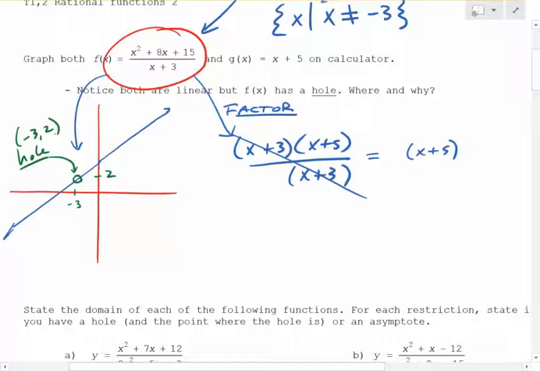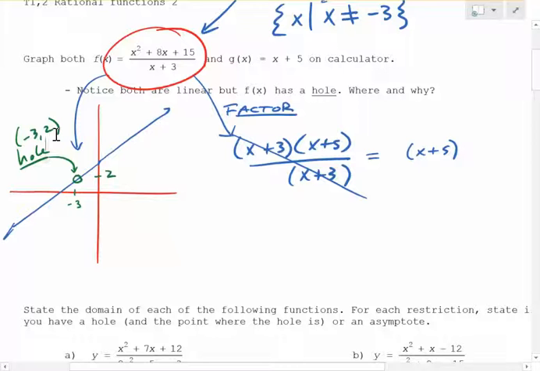Oh, so this has a hole. So can you tell me, when will holes occur? When you can cancel out a term from the denominator, you will have a hole there instead of a what? Instead of an asymptote. There is no asymptote here, there's a hole.